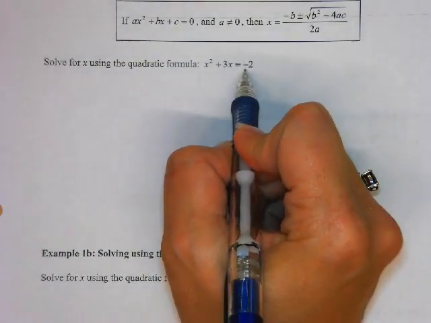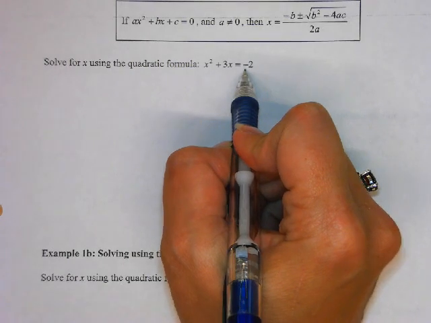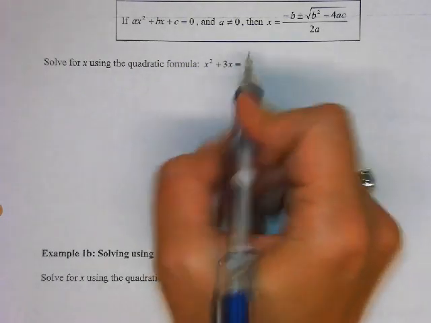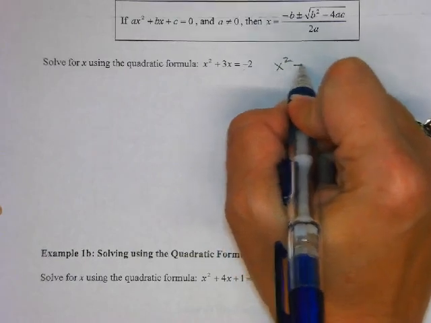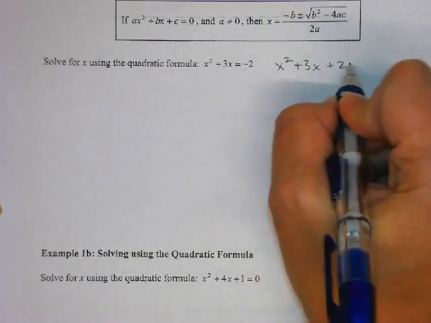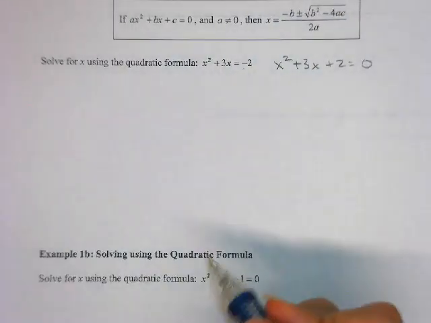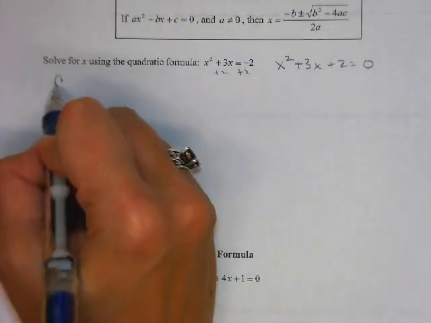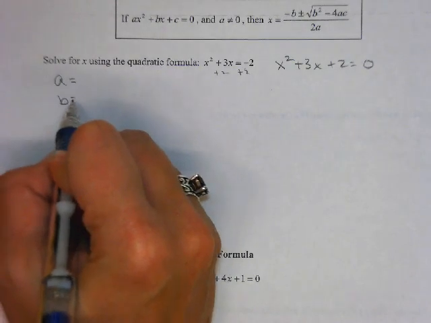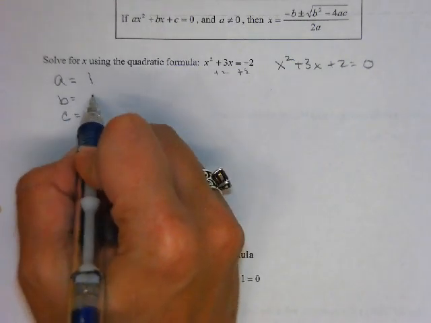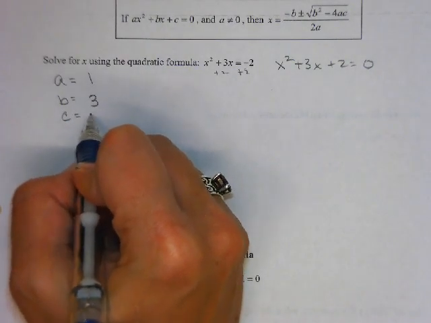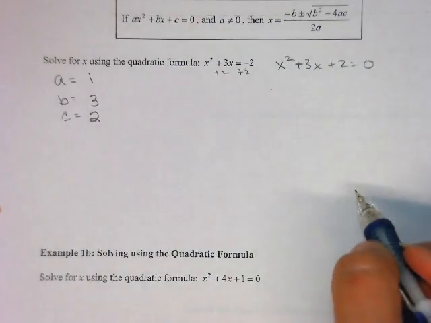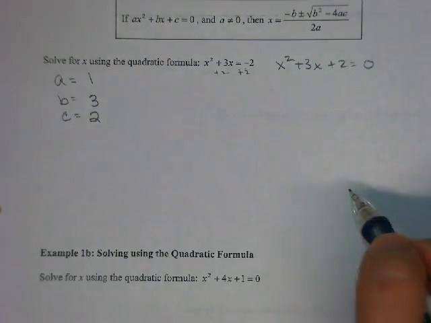So, first of all, we got to do what? We got to move it over. So we have x squared plus 3x plus 2 equals 0, yes? We got to move this 2 over. So my A is what? My A is 1. What's B? What's C? 2. Sometimes these come out really, really nice.